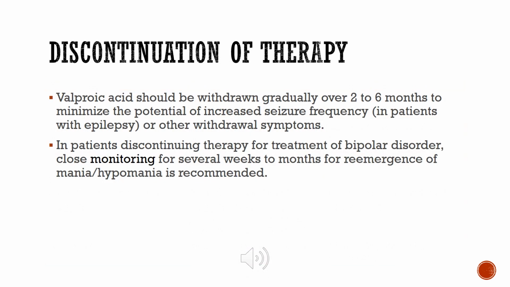Some of the discontinuation of therapy processes for valproic acid: it should be withdrawn gradually, ideally over 2 to 6 months, to minimize the potential of increased seizure frequency and/or withdrawal symptoms. In patients discontinuing therapy for treatment of bipolar disorder, we're going to have to monitor closely for several weeks or months for reemergence of mania and hypomania occurrences.